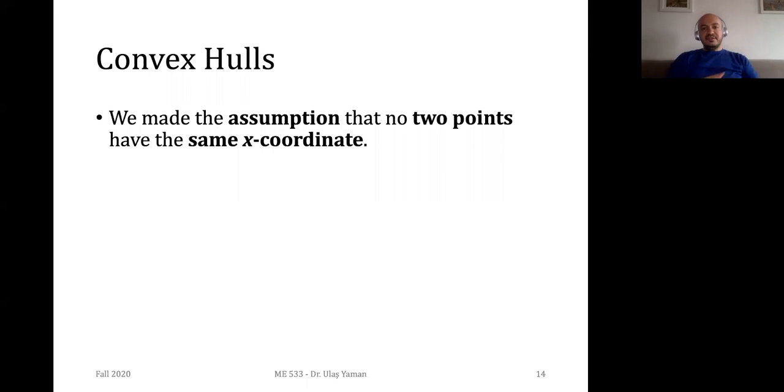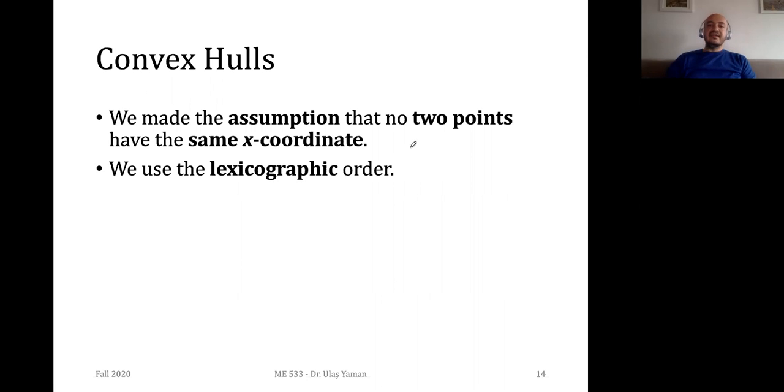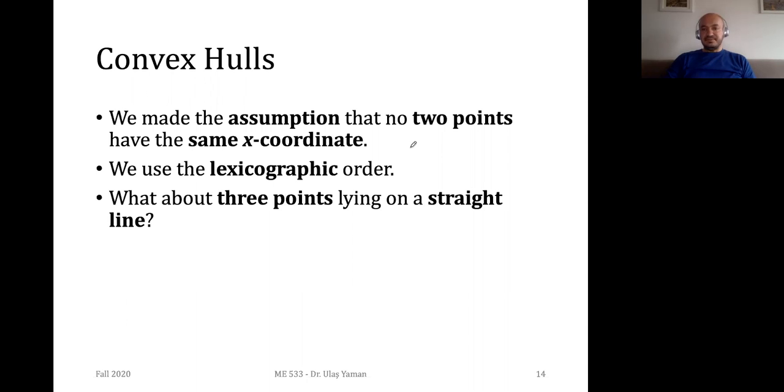And if you look at our algorithm, we were assuming that we don't have any points having the same x coordinates. If it happens, then we can simply order these points in a lexicographic manner, which means that if they have the same x value, then we check their y coordinates. We put the one having the highest y coordinate first, and then comes the one having the smaller y value.